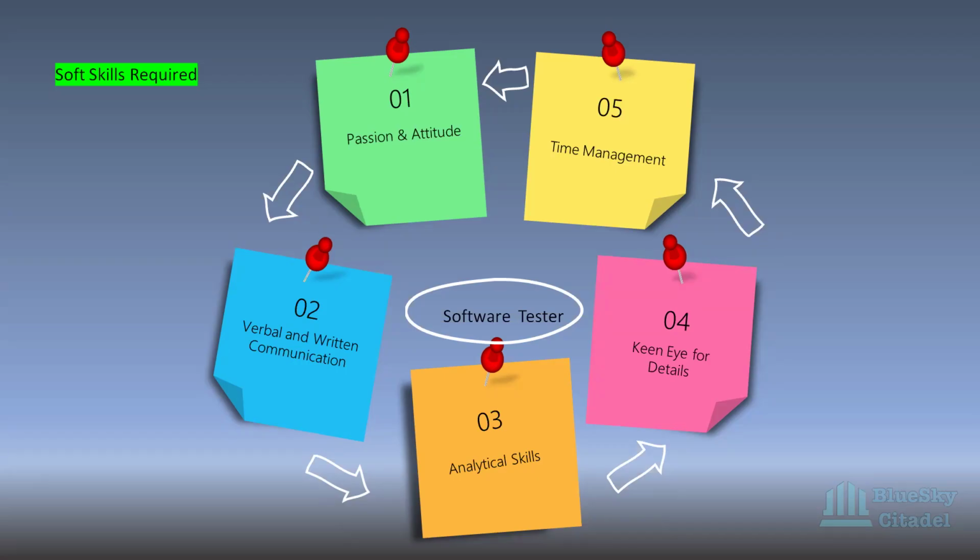So a good tester should have a passion for quality and a commitment to ensuring the product meets high standards. You should take pride in your work, and you should be dedicated to delivering products that meet or exceed customers' expectations. So with passion and the right attitude, trust me, this is the number one soft skill that you need to become a tester.